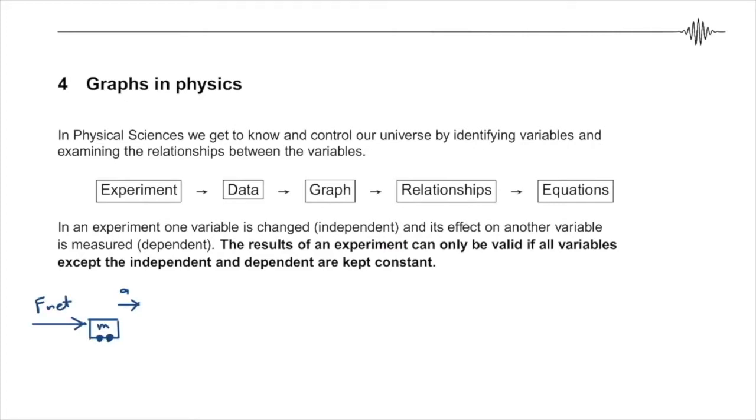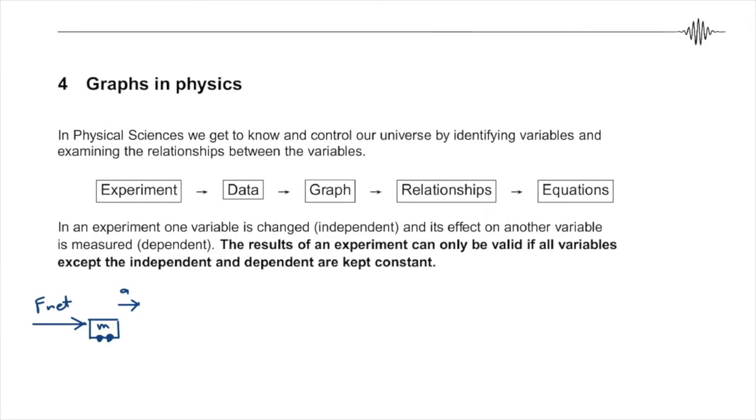A typical experiment would be to take a specific trolley with a mass and to apply different net forces to that trolley and to measure the acceleration that we have afterwards. Here, the mass of that trolley is my constant variable. The F net that I'm changing is the independent variable, and the acceleration that I'm measuring is my dependent variable.